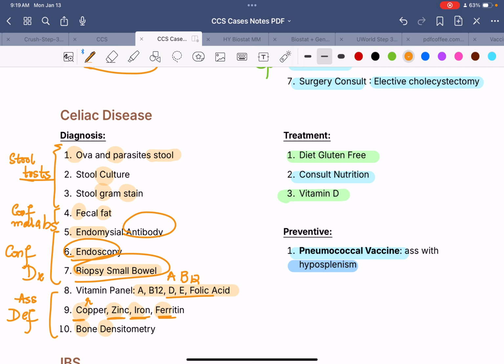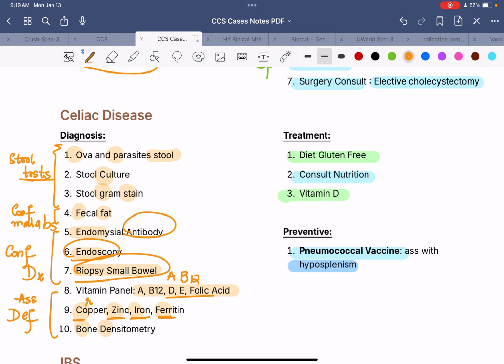So get A, D, E, these are the fat soluble vitamins, along with B12 and folic acid levels, right? So A, D, E, B12 and folic acid. Next off, do some other micronutrient deficiencies that include copper, zinc, iron and ferritin. So these metal deficiencies. And then we have bone densiometry. Again, due to vitamin D deficiency, it's possible that the patient has low bone densiometry. Okay, so that would be the associated deficiencies.